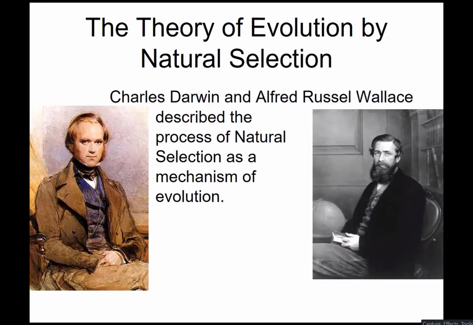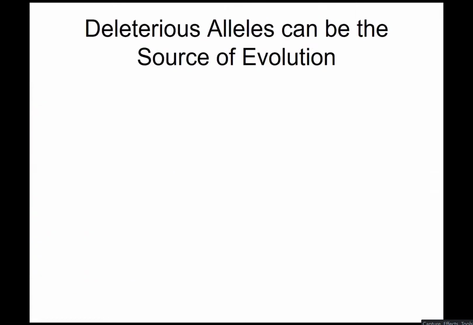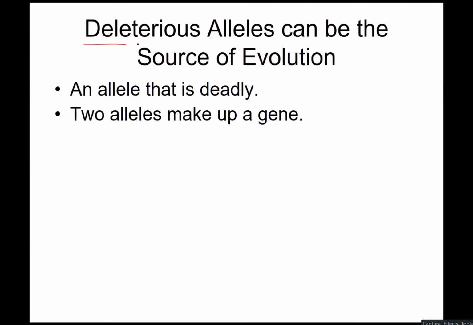So how does the allele frequency change? There's a number of different ways, and in this lab, Lab 12, we're going to look at two different examples of how the allele frequency can change. One of those is by looking at deleterious alleles within a population. Deleterious alleles are alleles that are lethal. So an allele that is deadly is considered a deleterious allele.